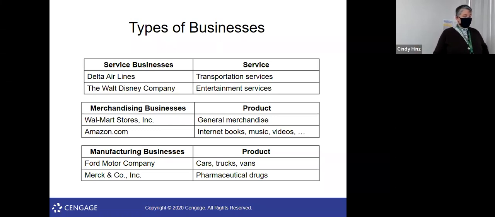And finally, the most complex of these three is a manufacturing business. So you probably all know what manufacturing means. They're actually making the product that they sell. Ford Motor Company makes the cars, the vehicles that they sell. Merck is a pharmaceutical company. They make the drugs that they sell. In managerial accounting in the second semester, Business 1520, our focus is on manufacturing businesses. But for this semester, we're primarily working with companies that buy the product and then resell it.